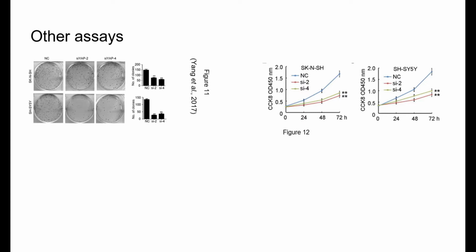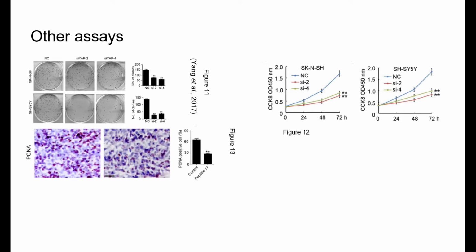We can also look at cell proliferation. There are multiple ways to do this. We could use a Cell Counting Kit-8. Again, we're using the same silencing technique, and we can see that the proliferation has decreased in both of these graphs.